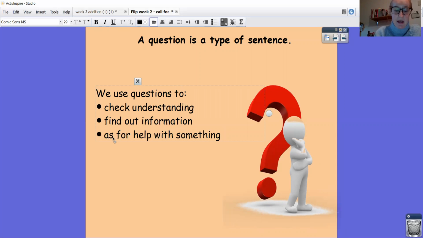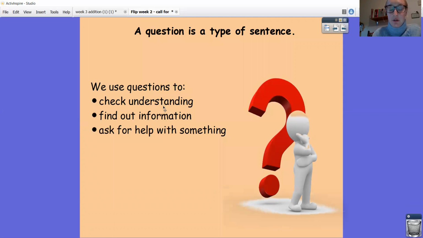So sometimes we might ask a question if I want to make sure that you've understood what I've taught you. So for example, in a lesson, I might say, "What is the answer to 3 + 2?" just so that I can check that you've understood what I've taught. I might use questions to find out information. So if I wanted to know where something was, or if I wanted to know why something has happened, okay, I can use my question to find out that information. I can also use questions to ask for help. Okay, so if I've got a problem and I can't fix it on my own, then I can use that question to go and ask somebody else to help me to fix and resolve things.